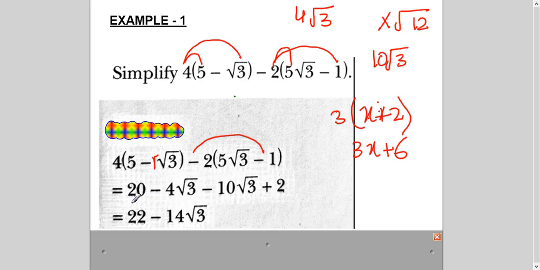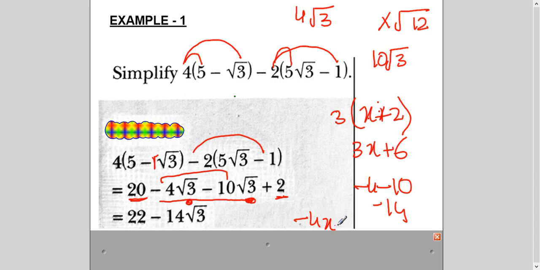So numbers are multiplied. After that, it is a like terms thing. 20 plus 2 is 22. And whenever you are adding or subtracting surds, look at the surd. It is the same number, root 3, root 3. So only the coefficients are added or subtracted, right? So minus 4 and minus 10 is minus 14, just like we write minus 4x minus 10x. The answer is minus 14x. Just like that, you will deal with this. I hope it is clear.